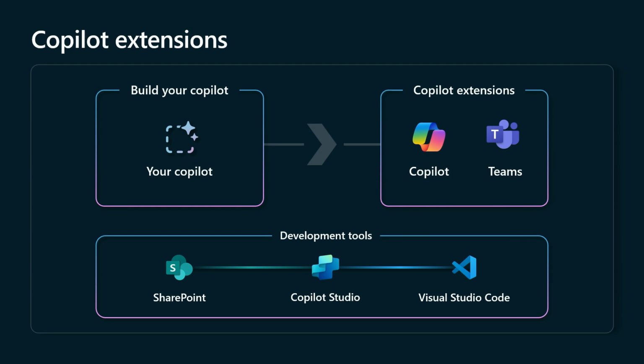You can start building these Copilot extensions with a few clicks, starting with, for example, SharePoint. Many of you have SharePoint sites, customers have SharePoint sites. The data is stored there. You can point to the data within SharePoint and just create a quick custom Copilot extension. The second is to be able to use Copilot Studio.